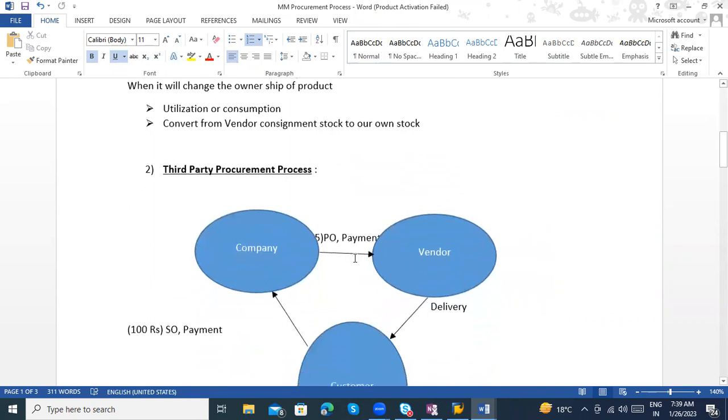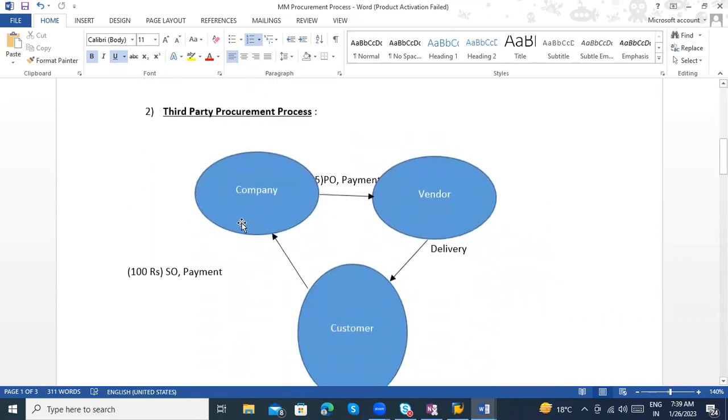And coming to the next special stock procurement, which is third party. The third party process is where we get an order from the customer, and instead of us dispatching the stock to the customer, when we are buying the goods from the vendor, we request the vendor to supply the goods directly to the customer. So here we are saving some time.